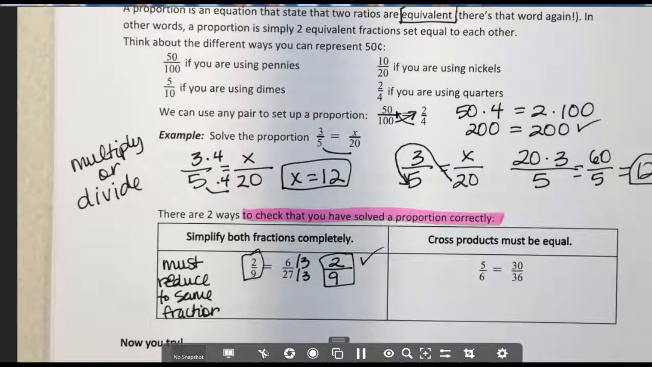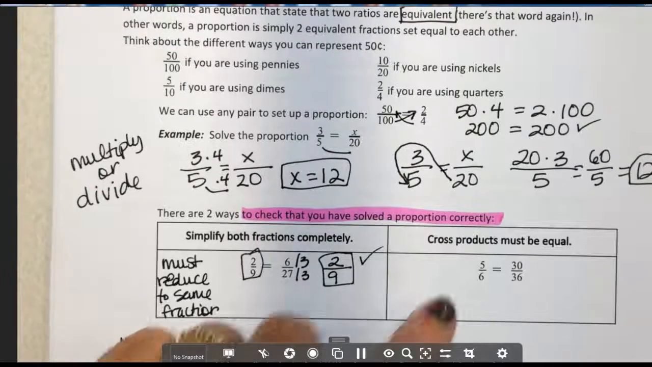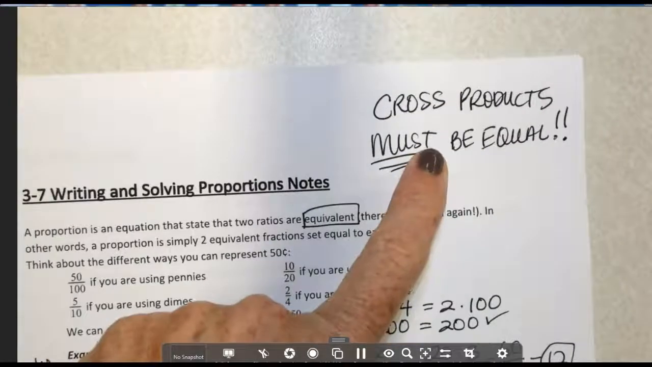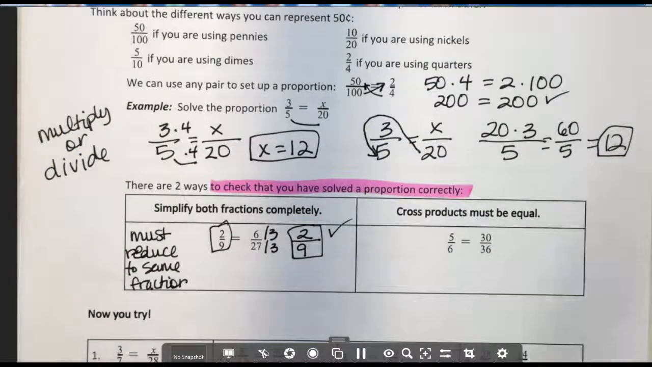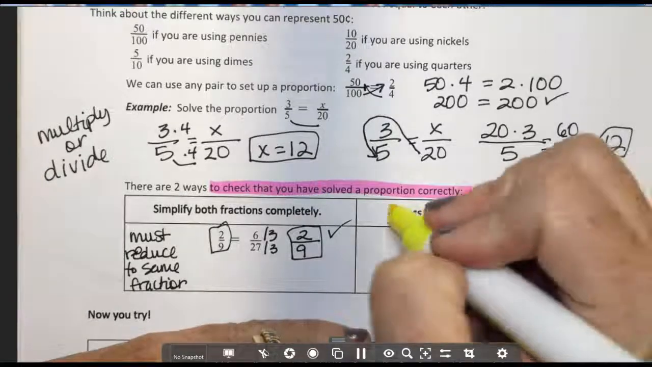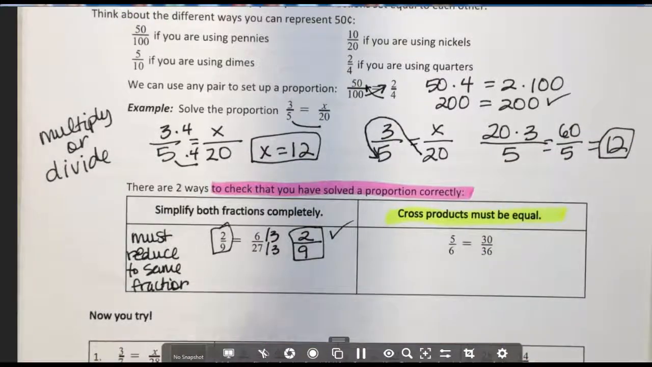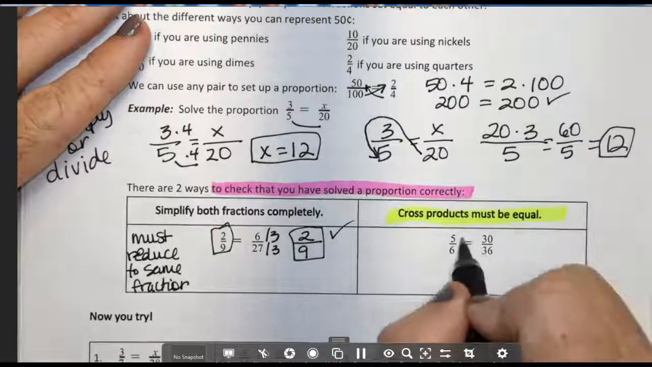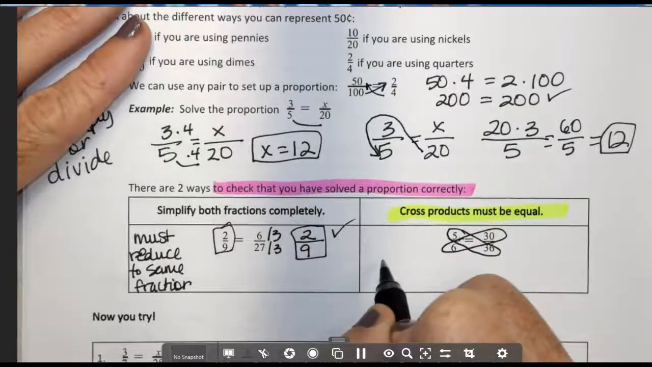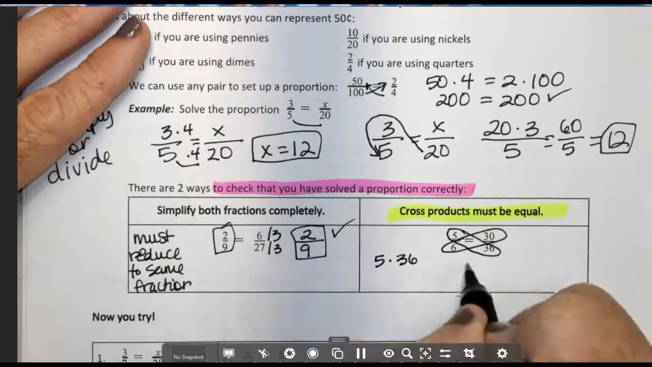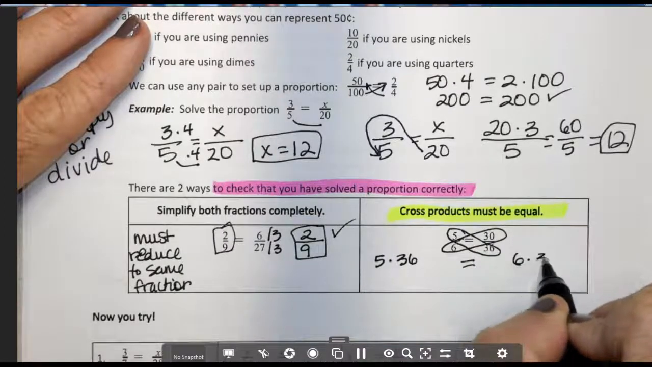The other way that you could always check a proportion is because you know this. Cross products must be equal. I'm going to highlight it again in a different color so we don't forget. It's going to be our mantra for a while. Cross products must be equal. Always, always, always. There is no exception to that rule. Okay? So if I cross multiply these, they better be the same amount. So 5 times 36 has to equal 6 times 30.